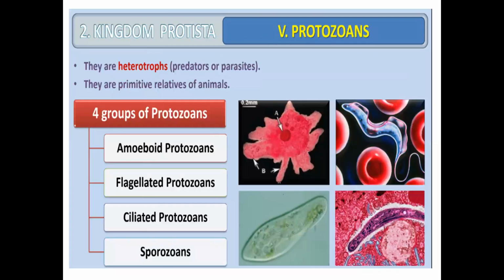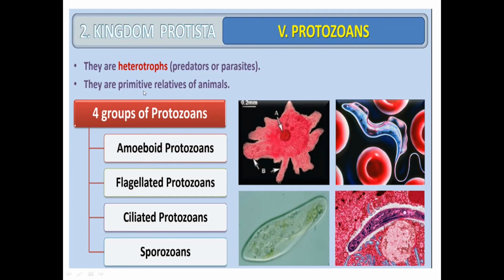Okay, then the next one is protozoan. That is the fifth one. So first, which one is first? Chrysophyte. Then we studied dinoflagellates. After dinoflagellates, that is euglenoid. After euglenoid, we studied slime mold and then protozoa. So protozoa, they are heterotrophs, predators or parasites. They are heterotrophs, so they can be either predators or parasites.